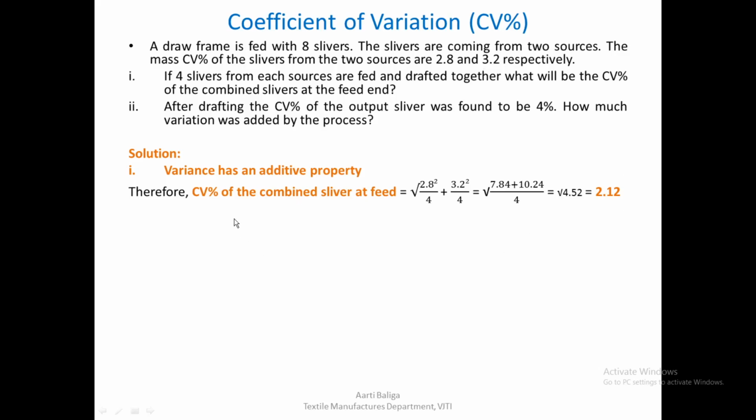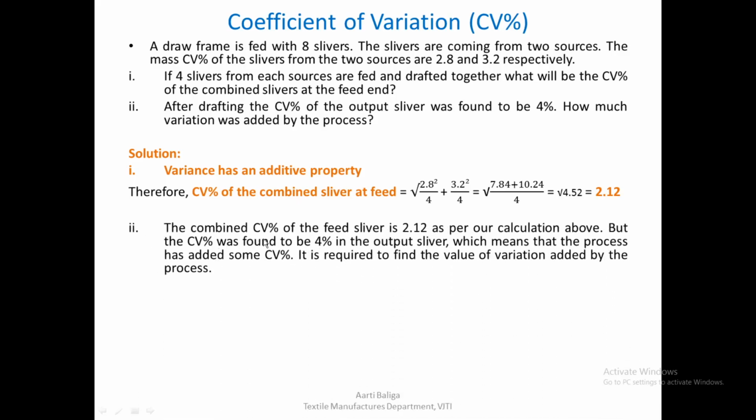Let us come to the next part of the problem, where after drafting, the CV of the output sliver was found to be 4%. After the drafting was done and the delivery sliver was obtained, the CV was measured on it, and we found 4% CV. This CV is more than the input sliver CV, which means the process has added some amount of variation in the material. So how to calculate that? The combined CV of the feed sliver is 2.12 as per our calculation above, but the CV was found to be 4% in the output sliver, which means that the process has added some CV.